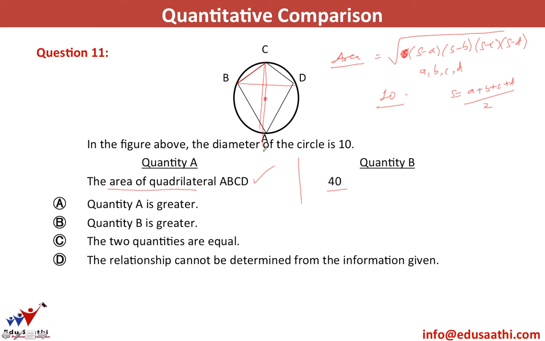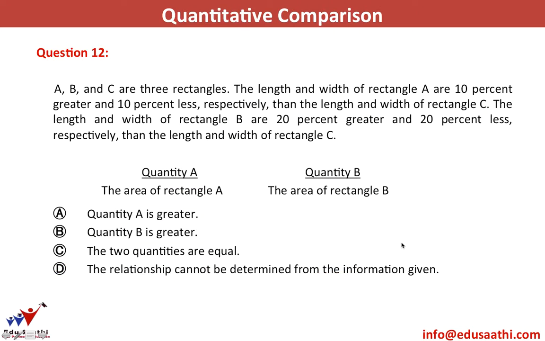where A, B, C, D are the side lengths and S is the semi-perimeter. Or if in any case I am able to prove that this is a rectangle or a square or a trapezium or a rhombus, it will be very easy for me to find the area. But here I don't know any other information. The only thing that I know is the diameter of the circle. So it is not possible for me to find the area of the quadrilateral. If I cannot find the area of the quadrilateral, I cannot compare the two quantities. Thereby my answer is option D. The relationship cannot be determined because there is no information given to me regarding the area of the cyclic quadrilateral.